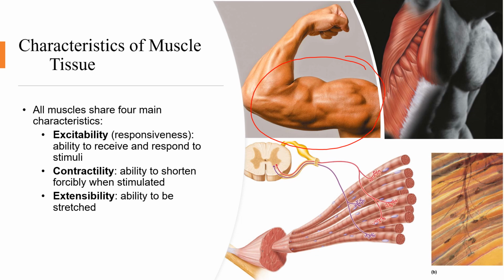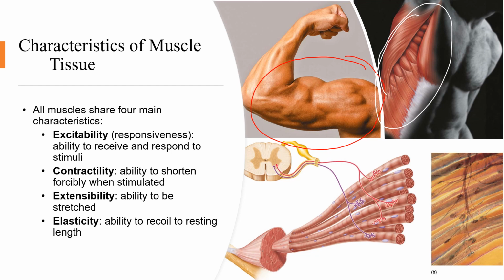Extensibility: muscles are able to be stretched. If you see in this diagram right here, it's kind of hard to see, let me maybe use white. Right here, these muscles are being stretched, so not only can they be contracted, but they can be extended. We'll talk about different motions of the muscles, and extensibility is one of them. And elasticity: our muscles are able to recoil to resting length. Yes, they can change shape and length, but they are able to go back to their normal resting length.